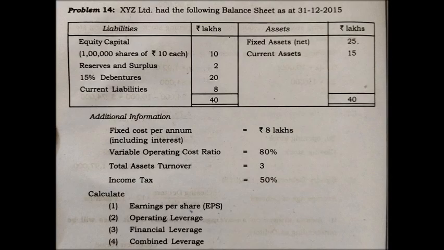For preparing an income statement, the first item you require is sales. From sales, you need to deduct variable cost. In this question, there is no information regarding sales because the details given are regarding the balance sheet and some additional information, and in both there is no information regarding the sales of that concern. We need sales to prepare an income statement.